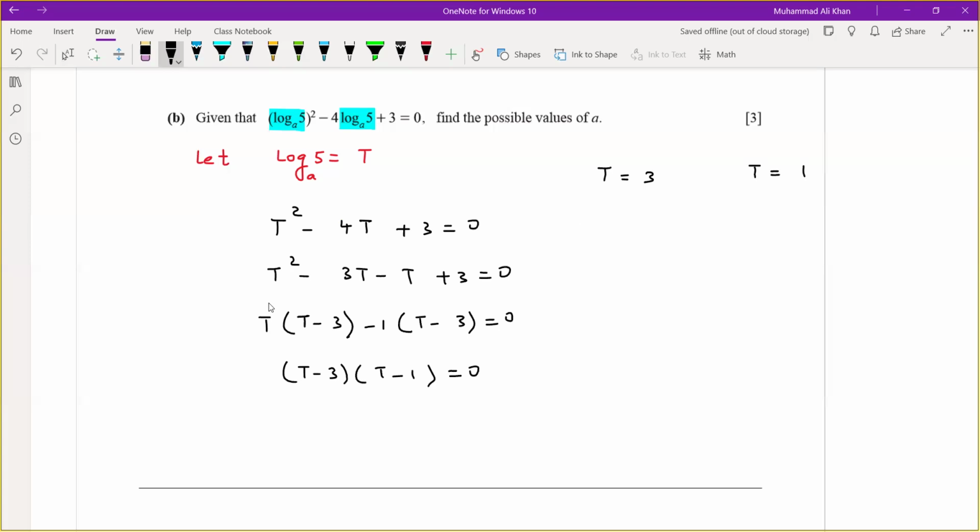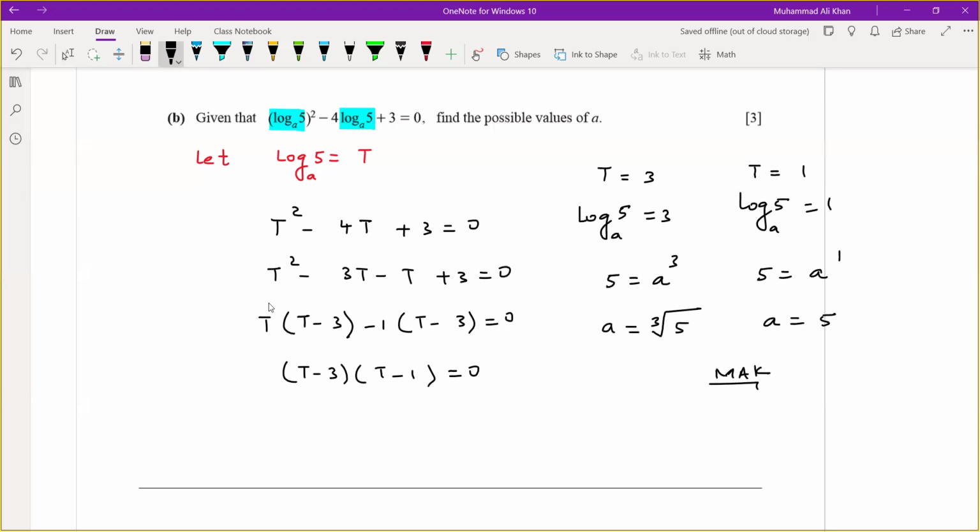And what is t? The t is log 5a equals to 3, log 5a equals to 1. So according to the property of log, we can say that 5 is equal to a power 3, and here 5 is equal to a power 1. यहां से तो आ गया a is equals to 5, और यहां से क्या आ गया? a is equal to cube root of 5. These are the possible values of a for part B.